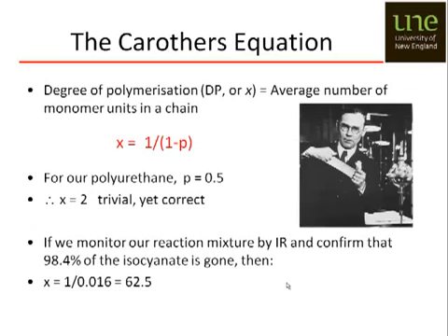Now, since the properties of a polymer are overwhelmingly dependent on how big that polymer is, a very important thing for characterizing any polymer, or the most important thing, is the degree of polymerization. So this is sometimes given the symbol N, sometimes X, sometimes we're more explicit and call it DP, and it's just the average number of monomer units that you have in a chain.